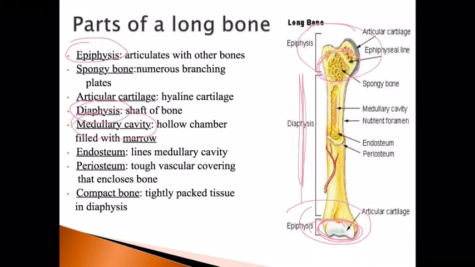So, the spongy bone is pretty light, and then we have this medullary cavity, which is actually hollow, and it's filled with something called marrow, which I'm sure you guys have heard of. At some point, people talk about bone marrow transplants and things like that, which we'll talk about in a second. Then we have the endosteum. The endosteum lines this cavity on the inside. Then we have the periosteum, which encloses the entire bone.